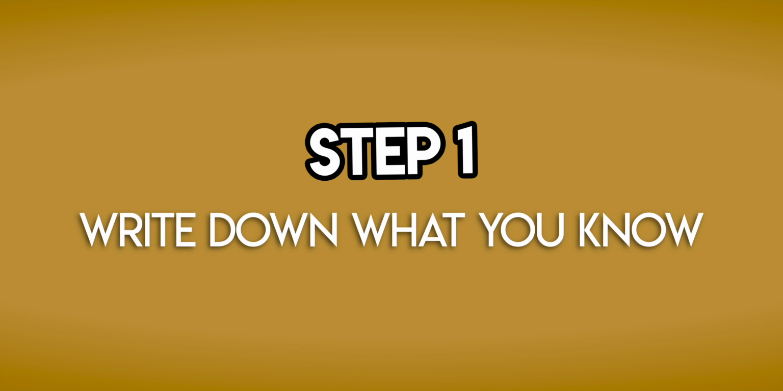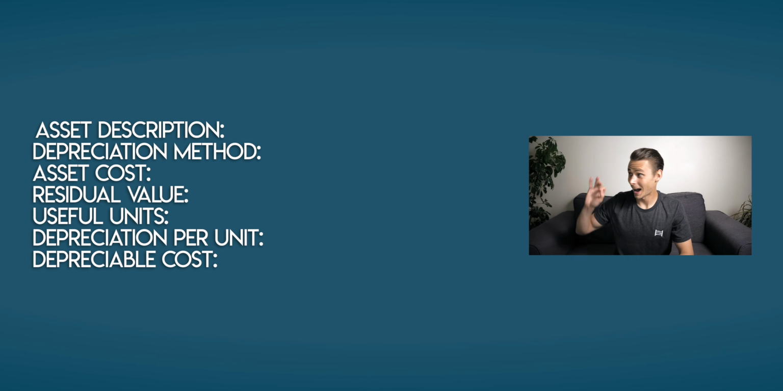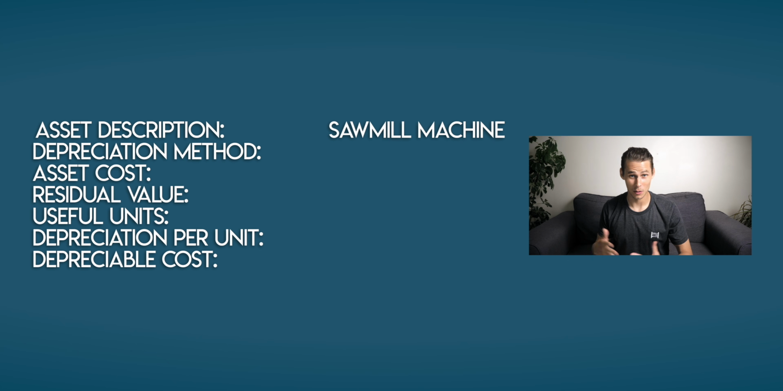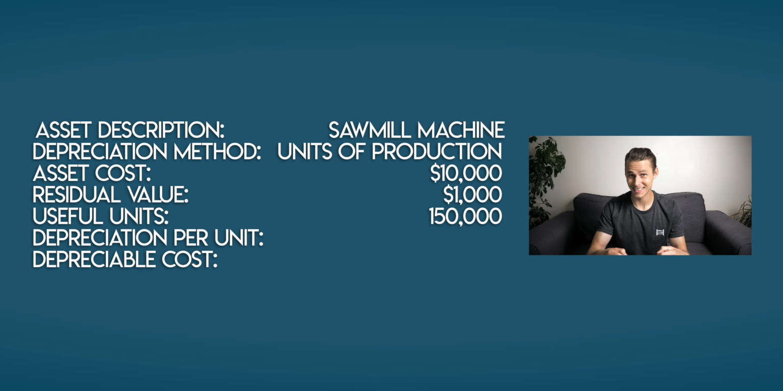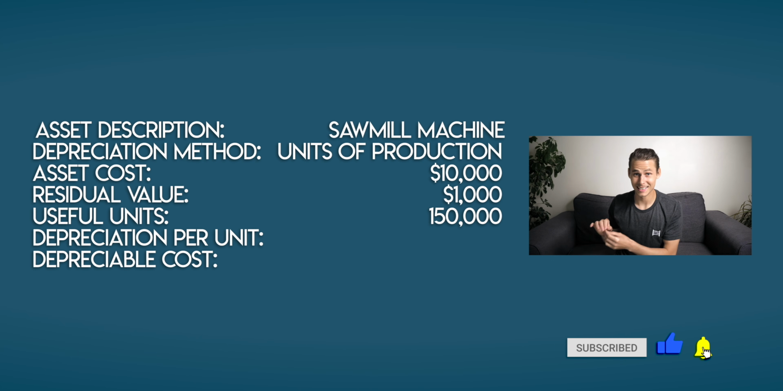Step 1. Write down what you know. Your asset is a sawmill machine, and we're going to use the units of production method of depreciation. The asset cost is $10,000, its residual value is $1,000, and we expect it to be useful for 150,000 units. We'll calculate the depreciation per unit and depreciable cost in step 3.